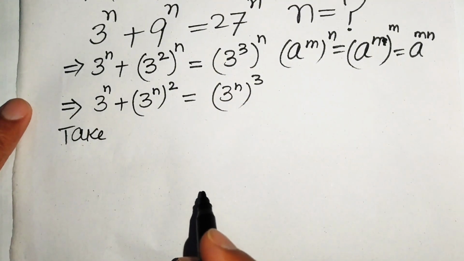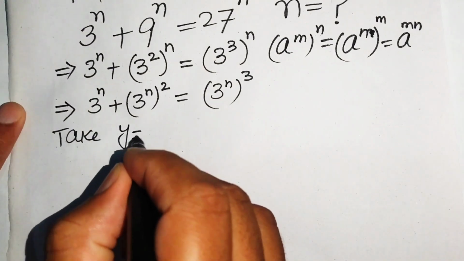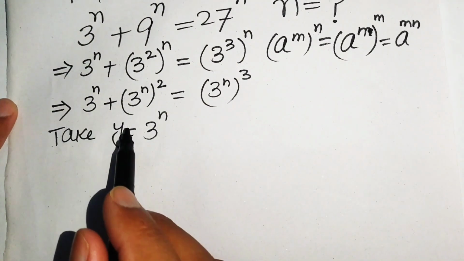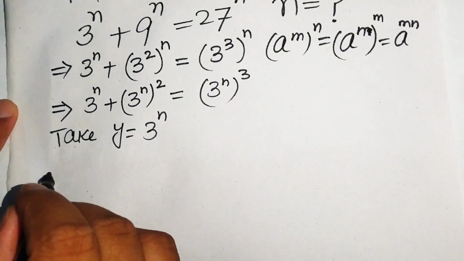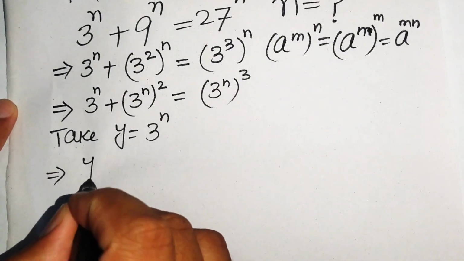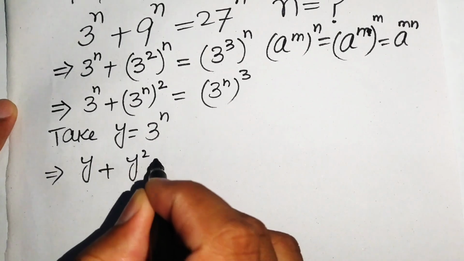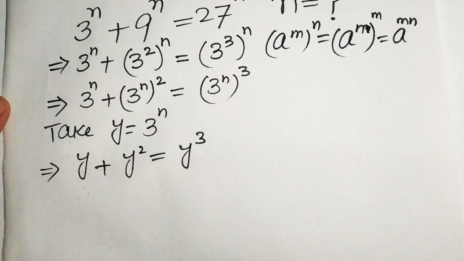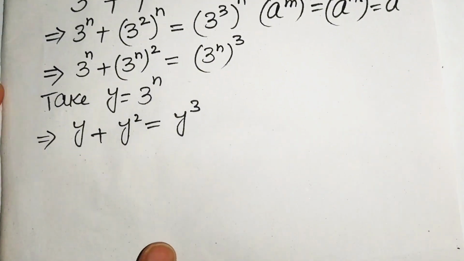So now we convert this exponential equation into the cubic form, so we just take y equals 3 to the power of n. So now we substitute y equals 3 to the power of n on both sides of this equation, and it will be written as y plus y squared equals y cubed. So now this equation becomes a cubic equation.